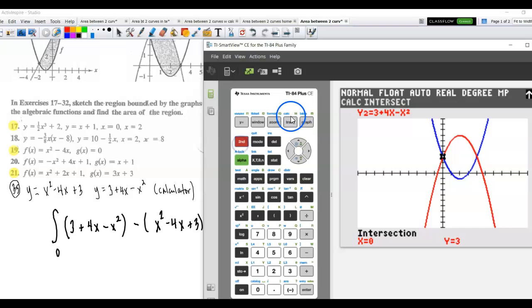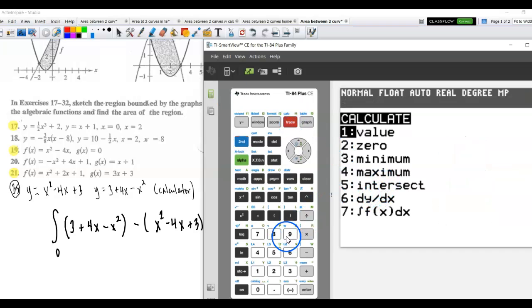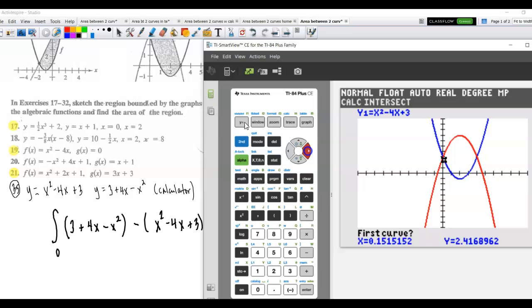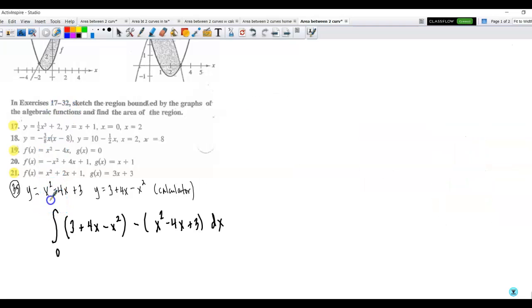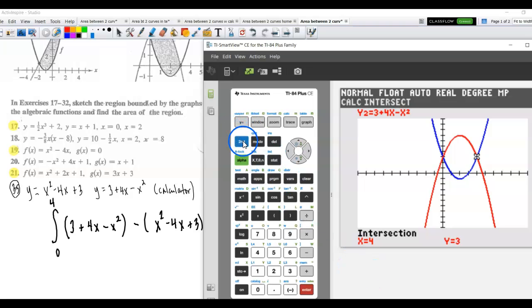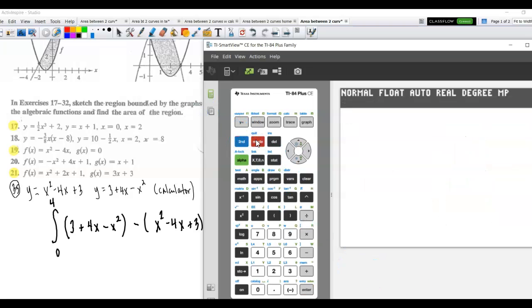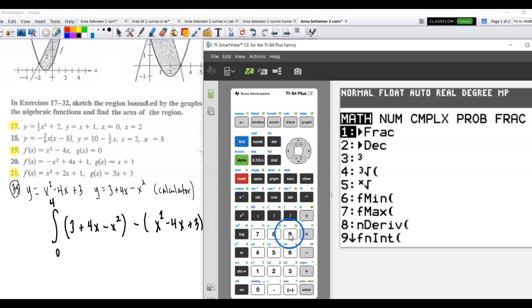So I'm going to do again a second calc. Intersect is number 5. Move the cursor closer to the second point of intersection. It does not have to be on top of it. Enter, enter, enter. And the point of intersection is x equal to 4. That does not need to be stored into my calculator because it's not a long string of decimals. Okay, now I'm going to let the calculator do its work. I'm going to go to a home screen. I'm going to do a second quit. Here we go. So I'm going to math 9.